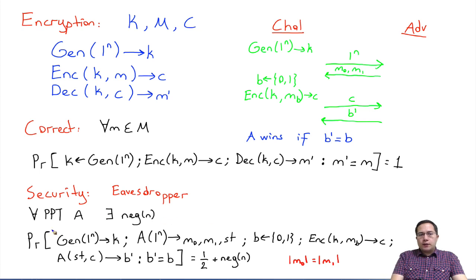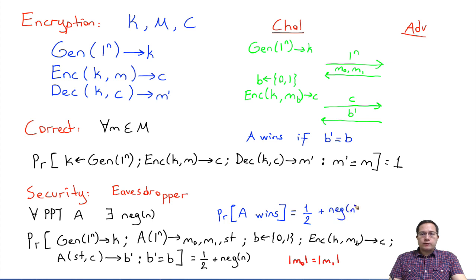Now, if I want to redefine this whole probability, I can say for all PPT adversaries, there exists a negligible function in n, such that the probability that the adversary wins the game that we defined here needs to be at most 1 over 2 plus negligible. If that's the case, then our encryption scheme is secure against an eavesdropper.